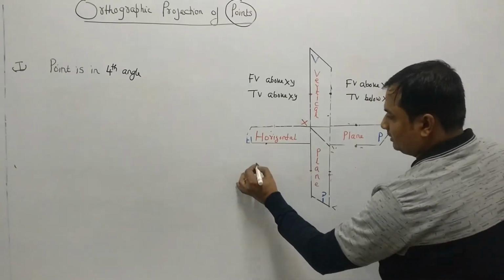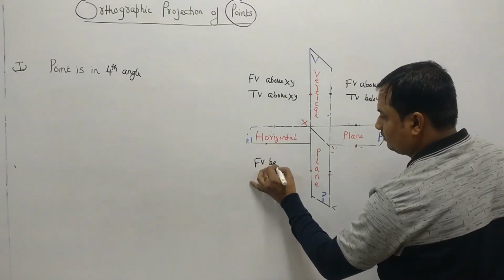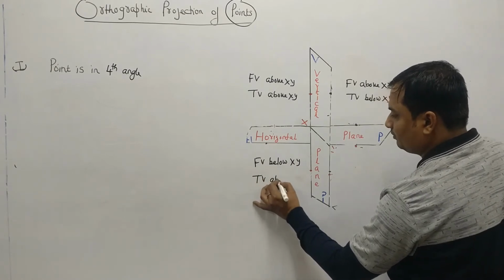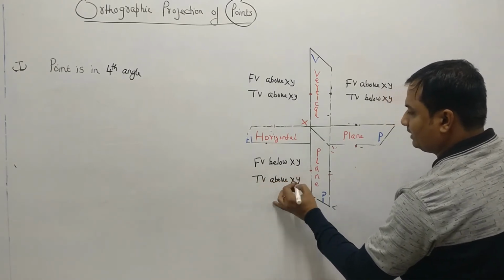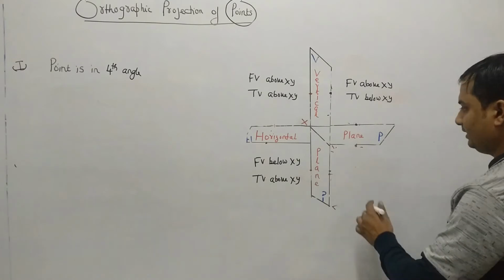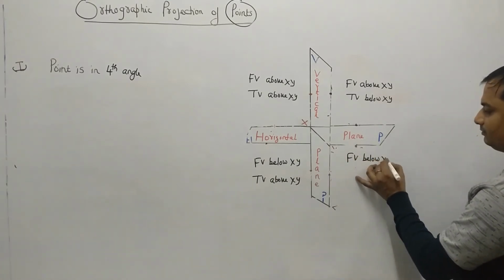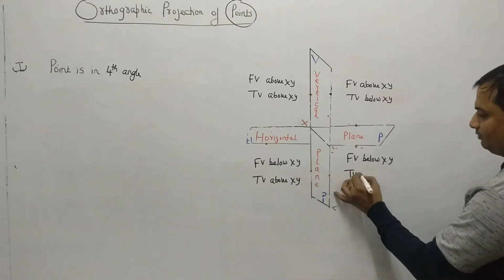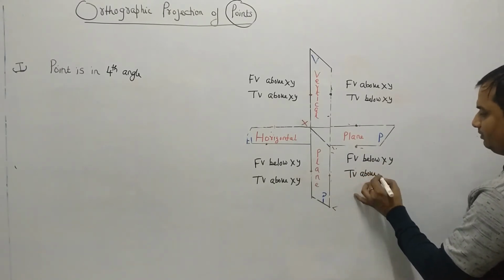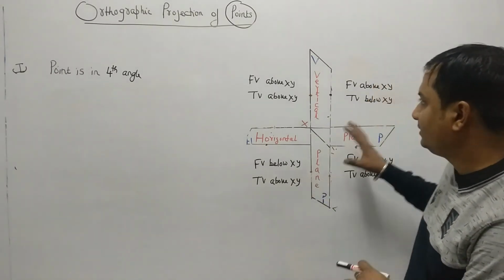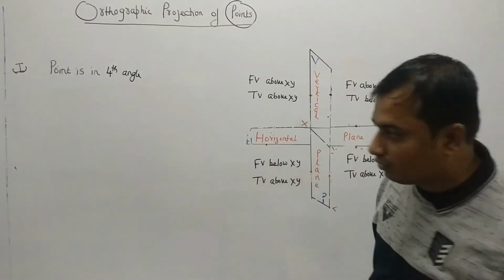Third angle, the front view below XY, top view above XY. Fourth angle, front view below XY, the top view below XY. Right? So these are the conclusions which we have seen regarding these four angles.